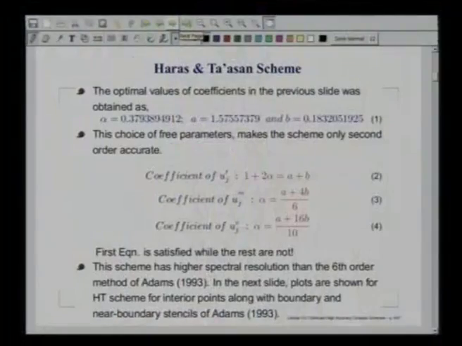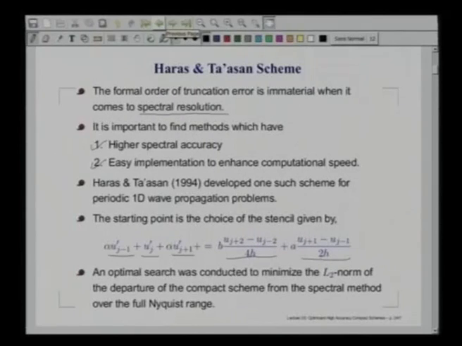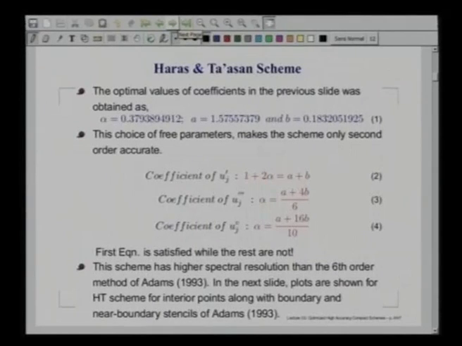For example, looking at the previous slide, if I look at this equation and equate the coefficients of various ordered derivative terms, then equation 2 corresponds to the coefficients of u j prime, equation 3 corresponds to the coefficients of the third derivative, and equation 4 corresponds to the fifth derivative term. So, basically you have 3 equations and 3 unknowns. If you solve them, you are going to get a sixth order scheme. But what Haras and Tassan did was simply satisfy equation 2 and give up on 3 and 4.